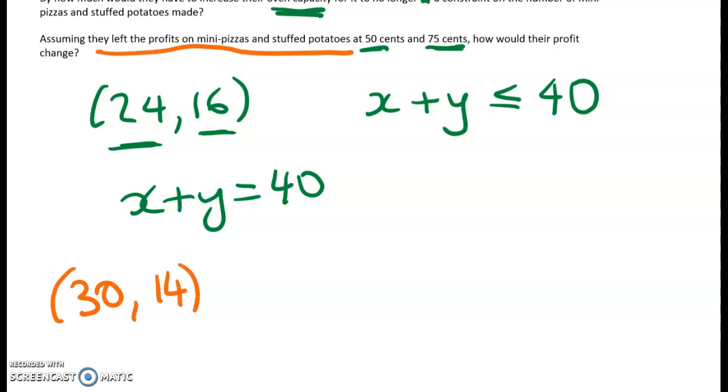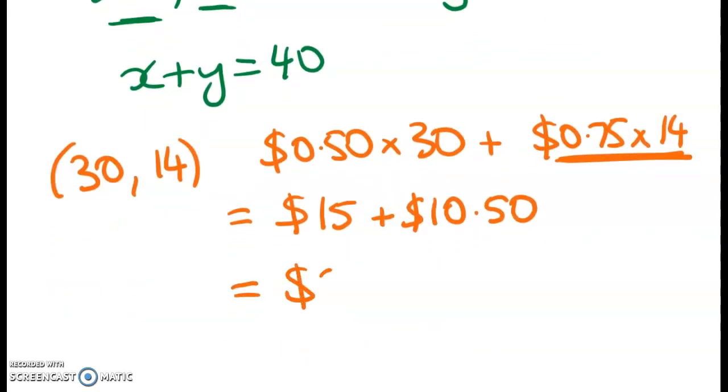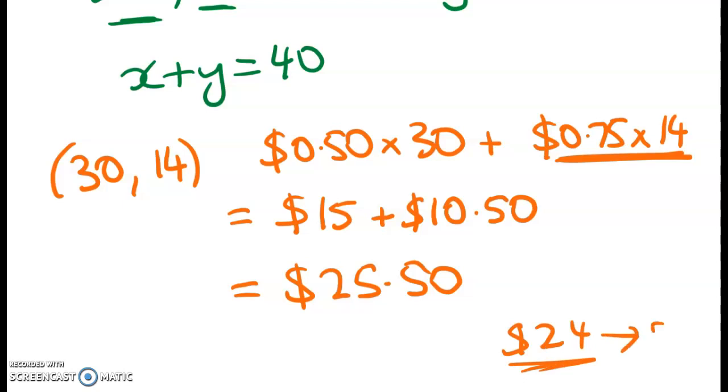So we'll have, let's see, 50 cents times 30. Sorry guys, I don't know what happened there. We had 50 cents times 30, and then we had 75 cents times 14. I think that gives me $10.50. And that gives me a total profit of $25.50. So you can see that by increasing the oven capacity, what's happened to the profit? Well, it's gone from $24 up to $25.50. Okay, so that's how we can start to play around with a constraint not being binding.